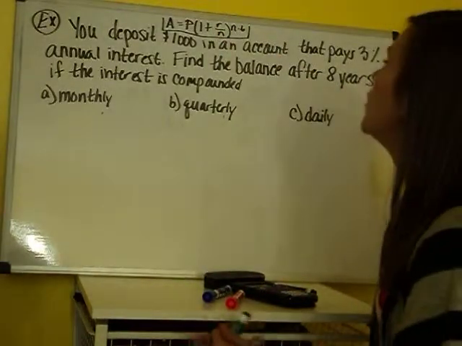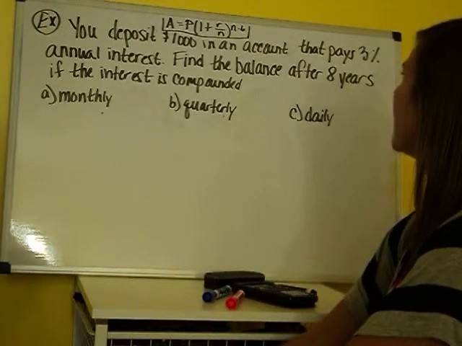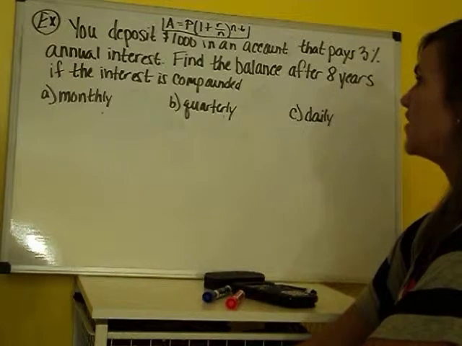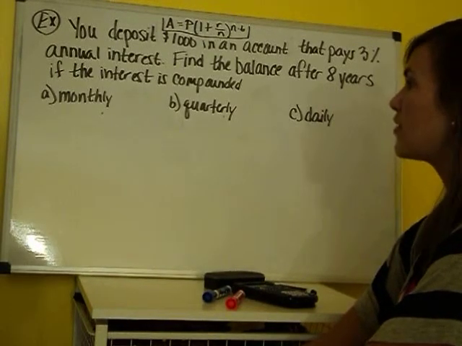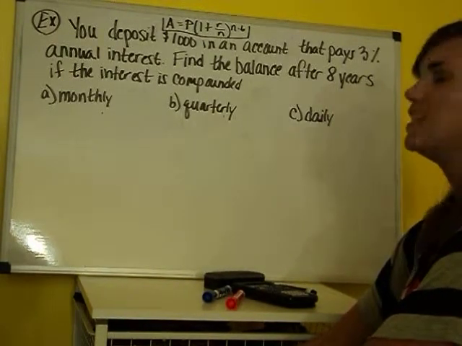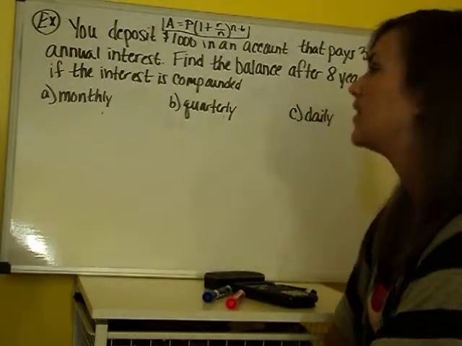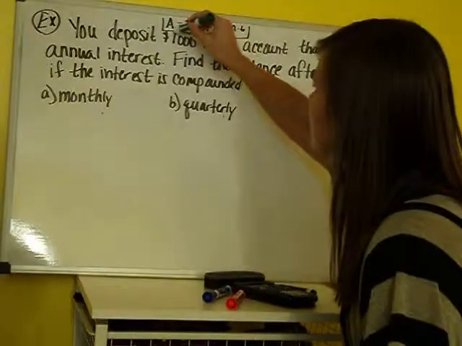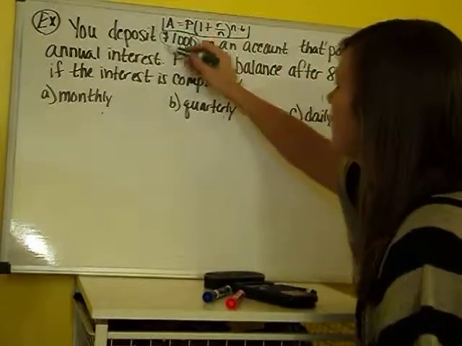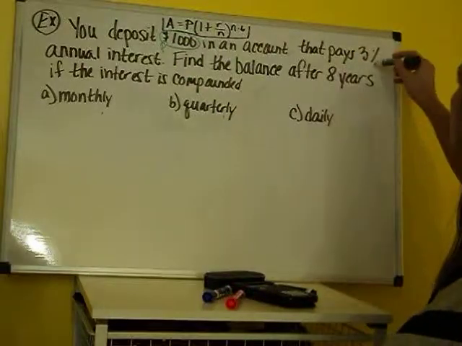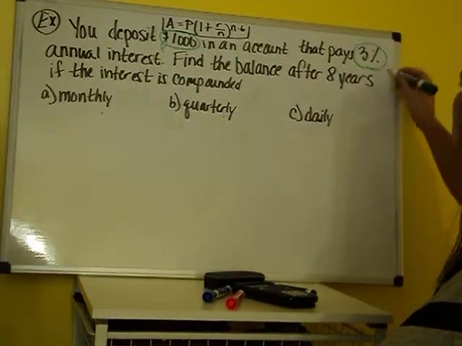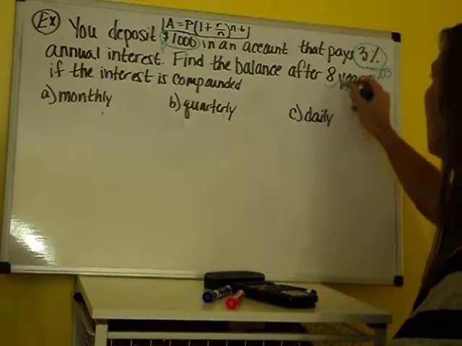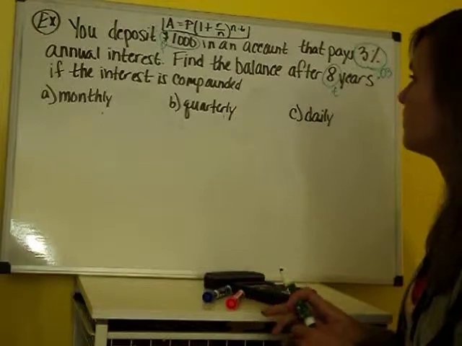Let's read this problem. You deposit $1,000 in an account that pays 3% annual interest. Find the balance after 8 years if the interest is compounded A, monthly, B, quarterly, and C, daily. Okay, so we're going to do 3 different calculations. So here, if we're looking for our important information, this $1,000 is our P. This 3% is our rate, which written as a decimal is 0.03. And then 8 is going to be our T.